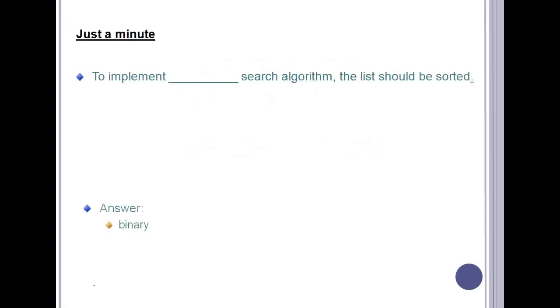So this is all about the algorithm strategy, that is divide and conquer, with the example of the binary search algorithm.